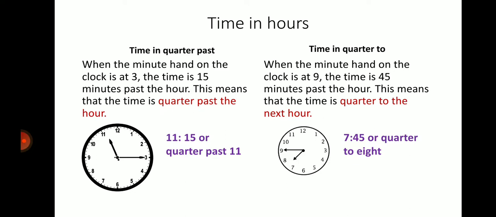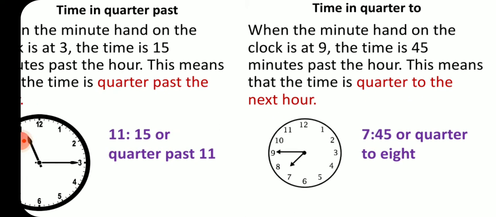And if the minute hand is placed at 9, then we say 45 minutes past the hour or quarter to the next hour. That means if you see the picture, here the hour hand is between 7 and 8 and the minute hand is at 9. So we can say 7:45, or quarter to the next hour, which means quarter to 8.